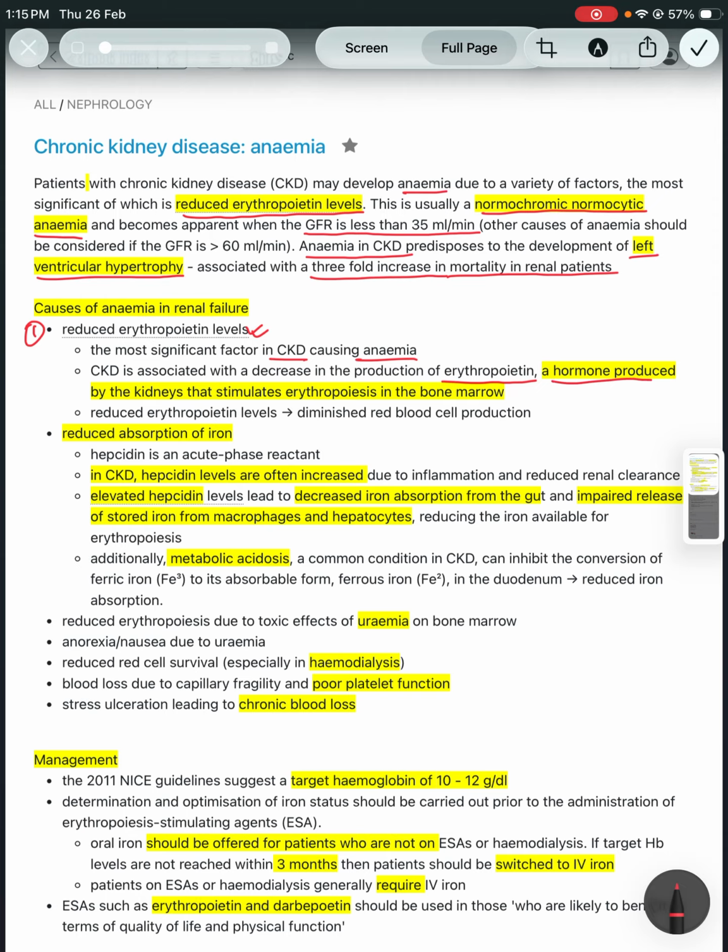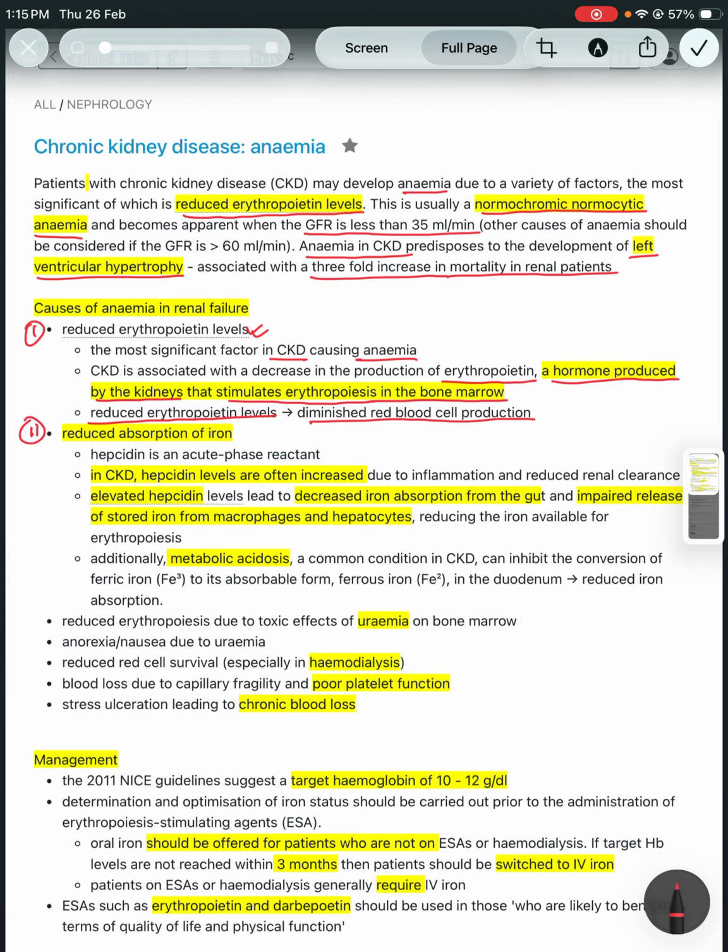Erythropoietin is a hormone produced by the kidney that stimulates erythropoiesis in the bone marrow. Reduced erythropoietin level means diminished red blood cell production.